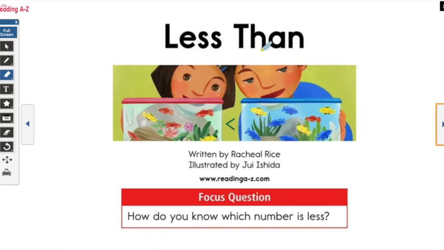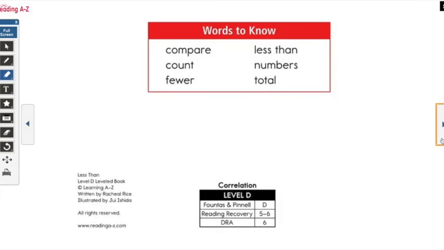Less than. Our words to know are compare, which means to look at 2 things or 2 numbers and see how they relate to each other, see which one's more, which one's less, see how they're different and the same. Count. Fewer, which means less than or smaller than. Less than. Numbers. And total. Total is how many altogether.